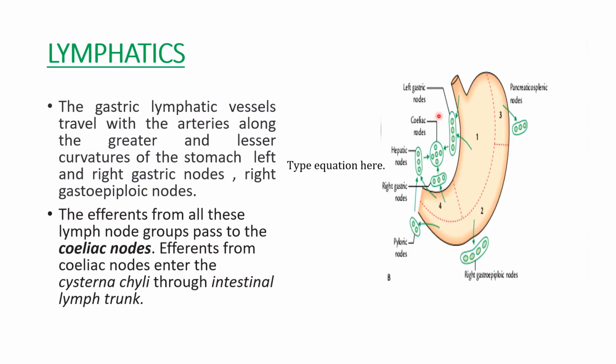Lymphatics. The gastric lymphatic vessels travel along with the arteries along the greater curvature and the lesser curvature. They include the gastric nodes, the celiac nodes, the right gastroepiploic nodes, and the pancreaticosplenic nodes. The efferents from these nodes drain into the celiac nodes, which in turn drain into the cisterna chyli through the intestinal lymph trunk.